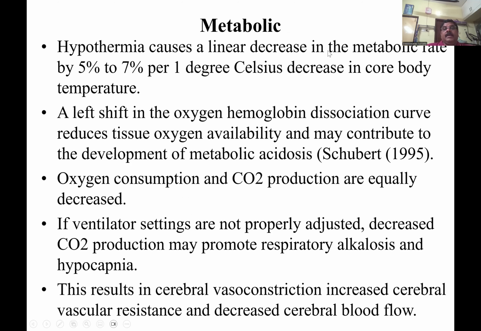So, metabolic complications. Hypothermia causes a linear decrease in metabolic rate of 5 to 7 percent per degree drop in core body temperature. Hypothermia shifts the oxygen-hemoglobin dissociation curve to the left and reduces tissue oxygen availability. And if tissue oxygen availability is reduced, anaerobic metabolism causes the development of metabolic acidosis. Oxygen consumption and CO2 production also decrease equally. If the ventilation settings are not properly adjusted, the decreased carbon dioxide production may promote respiratory alkalosis and hypocapnia. This results in cerebral vasoconstriction and decreased cerebral blood flow.